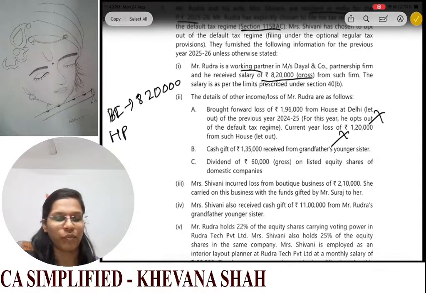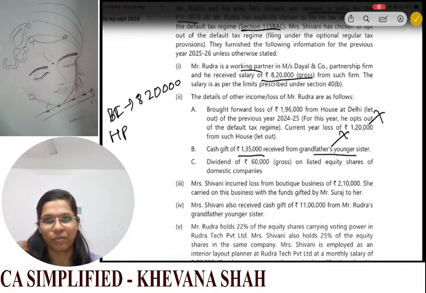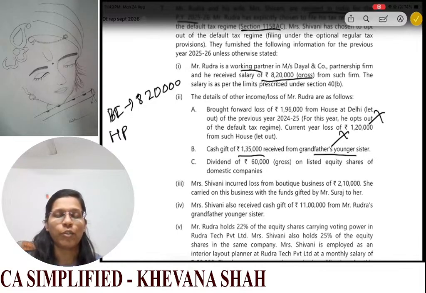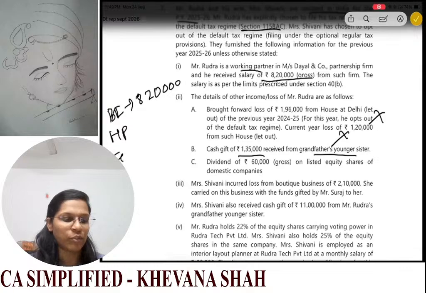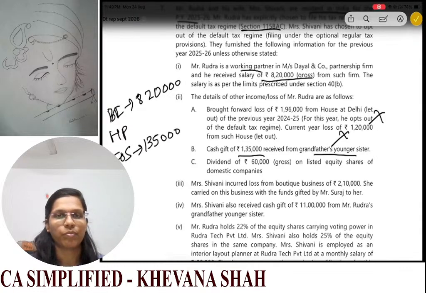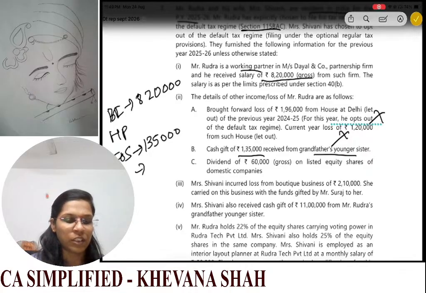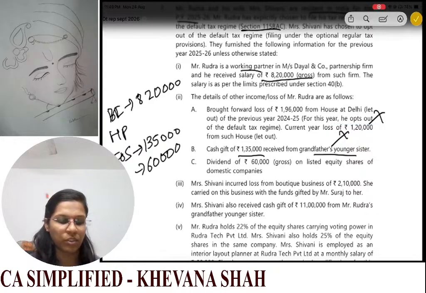Now we have gift of 1,35,000 received from grandfather's younger sister. Now grandfather's sister is not a relative. So 1,35,000 in IFOS will be taxable, 1,35,000. Then you have dividend income of 60,000, which is gross. Again, this will be under your IFOS section, 60,000.